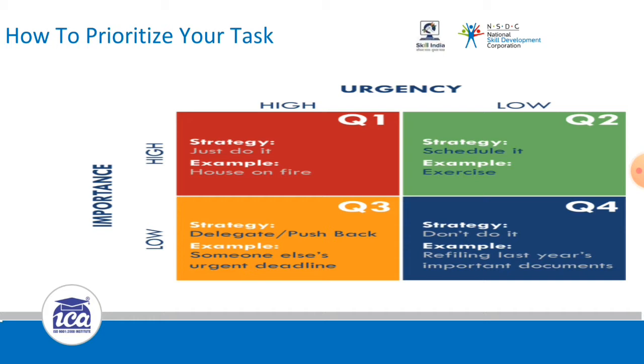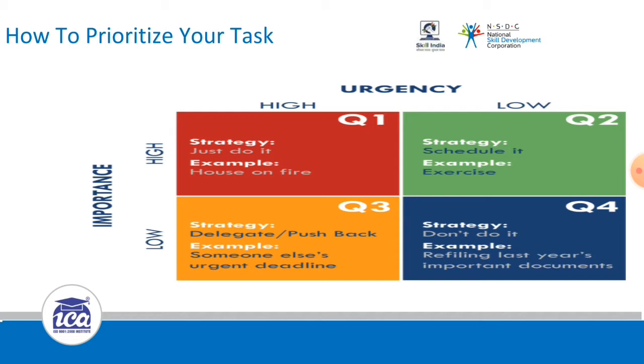Eisenhower. Okay, so what this matrix actually says: it has two dimensions, important and urgent, with two parameters, low and high, and we have four quadrants here. Okay, so what does the first quadrant say? Always choose an activity which is high in importance and high in urgency. The task should be very important and very urgent.